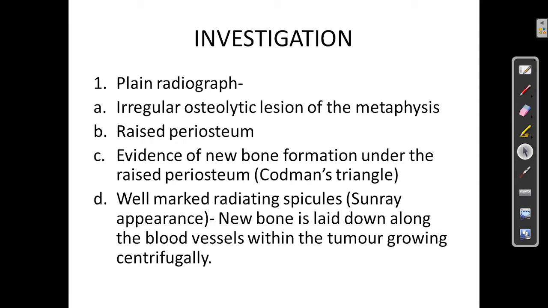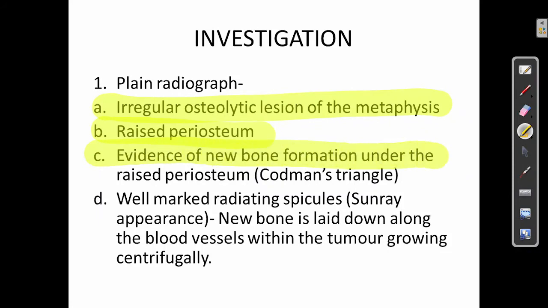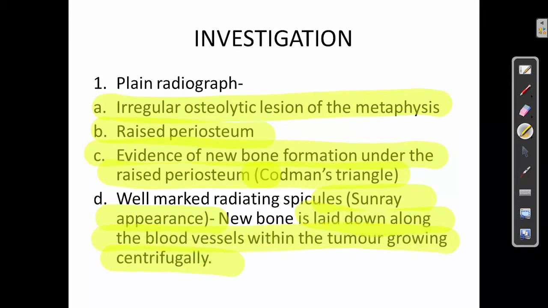Investigation. First we do a plain radiograph in which there are irregular osteolytic lesions of the metaphysis. The periosteum is raised. Then evidence of new bone formation under the raised periosteum is seen, that is known as Codman's triangle, and a sun ray appearance is seen, which are well marked radiating spicules. Here new bone is laid down along the blood vessels within the tumor, which grow centrifugally.